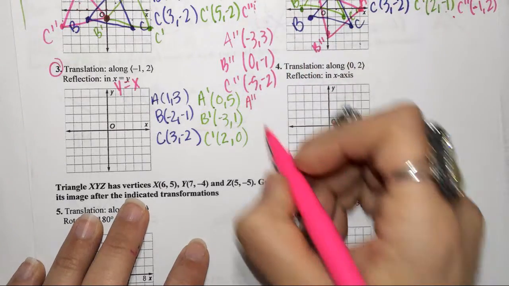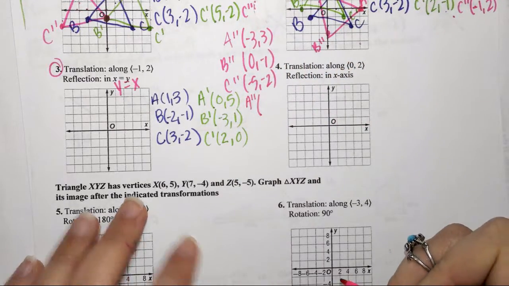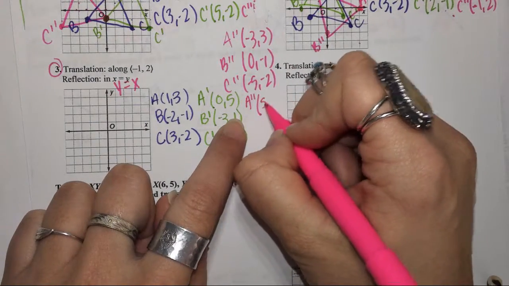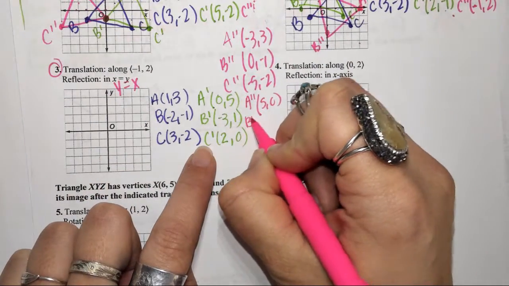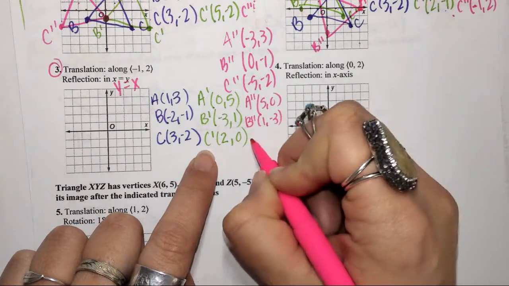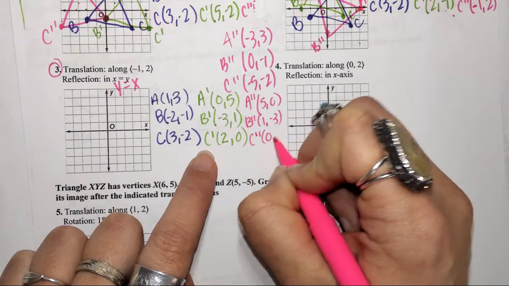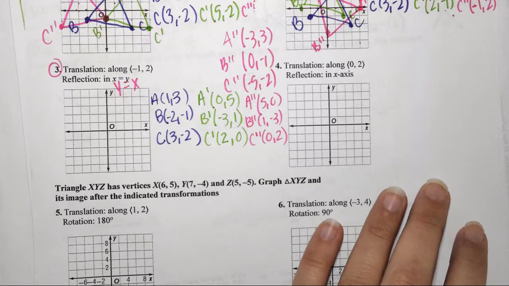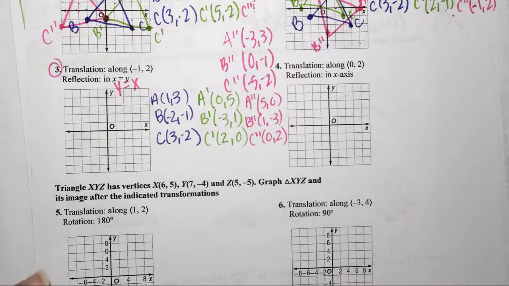Merry Christmas. Thank you. All right, then for translating across y equals x, we swap them, right? So 5, 0, 1, negative 3, and 0, 2. How do we do on the second time around? Okay. Do we need a moment to do number 4? Okay, I'm going to give us a moment to do number 4, then we're going to look at the bottom.